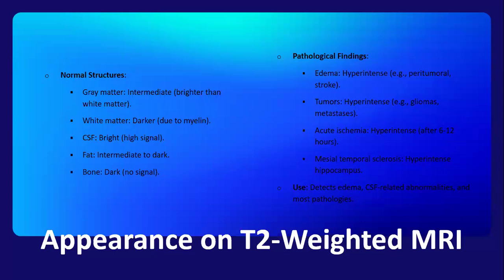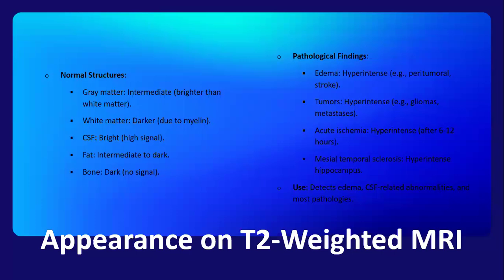So the white matter would be relatively darker in these T2 sequences because of the myelin that they contain, which obviously means that fat would appear intermediate to dark. Then CSF or fluid here would appear bright and it would have a high signal. So it will be relatively hyperintense compared to the surrounding. Then bone would appear as dark. So bone appears as dark both in the T1 and the T2.